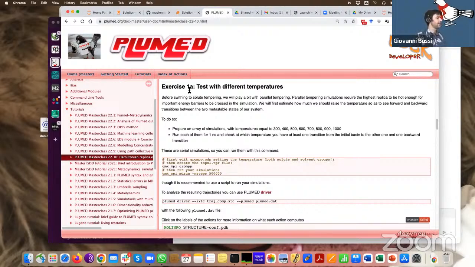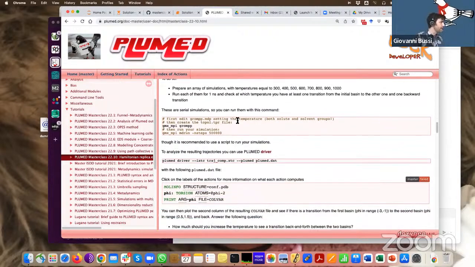And clearly the advantage here, with respect to running the full parallel tempering simulation, is that you don't need to put many replicas to make sure to have a large acceptance. You can even simulate, let's say, 300, 600, and 1000 just to have an idea.